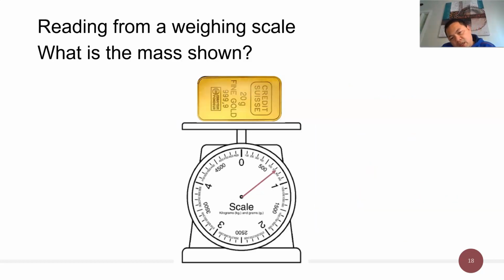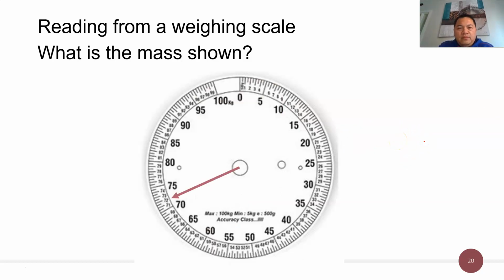Okay, what about this one here? This one is actually, let's do the rounding off, it's more towards 700 grams. This one is more towards 2,800 grams. What about this one? If you are standing on a traditional scale, it looks more like 72 kg.